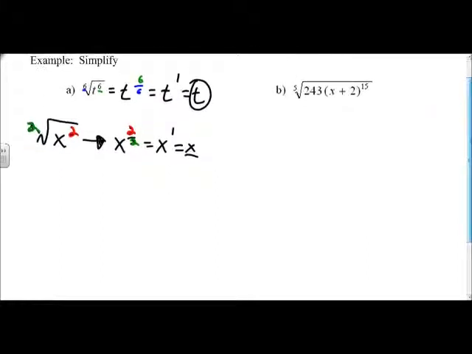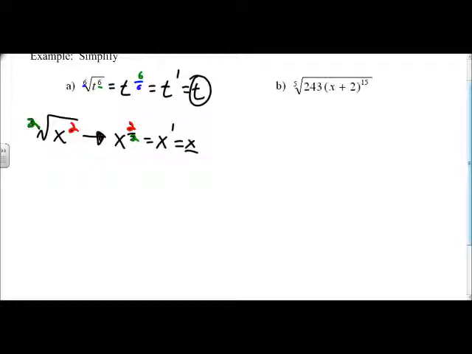Looking at this second example here, similarly we have the fifth root of 243 times x plus 2 to the 15th power. Now again, we're looking for the fifth root of things, so we can notice that 243 is 3 to the 5th power. And our x plus 2 to the 15th power, we can break that down into x plus 2 to the 3rd power, that to the 5th power. Because power to power, or exponent to exponent, means multiply. So our 3 times 5 would be to the 15th.